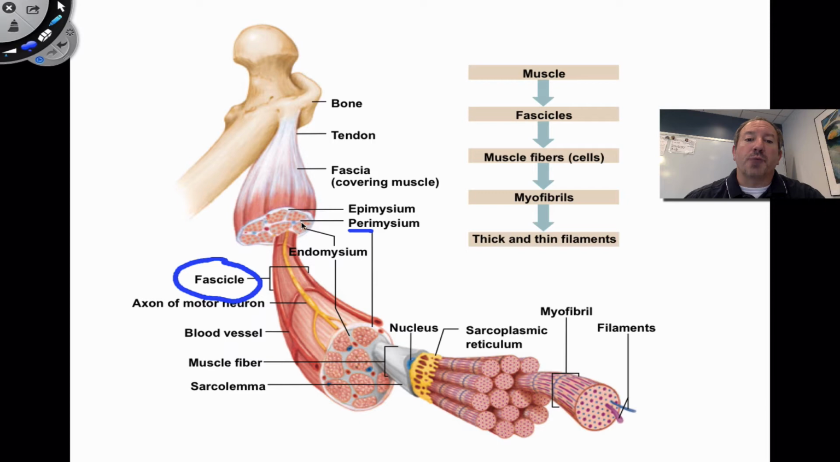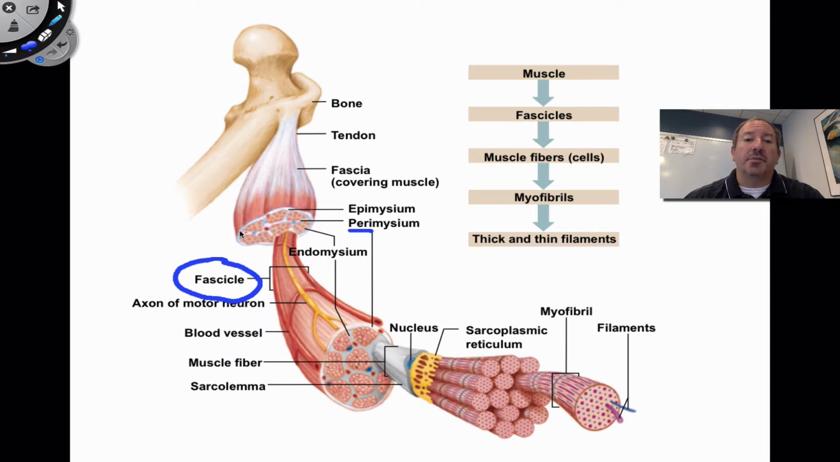Now, it's not just a wrapping of connective tissue. As you can kind of see here, there's blood vessels and there's obviously nerves that are traveling here, because all the cells need lots of oxygen, they need lots of sugar, and they need nerve impulses in order for the muscle to contract ultimately.